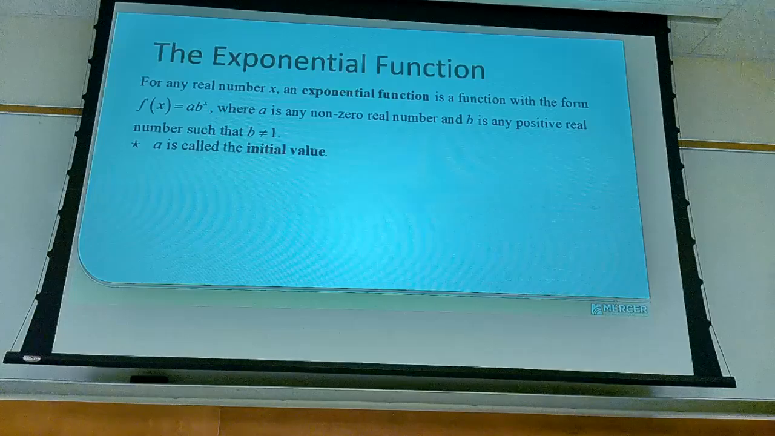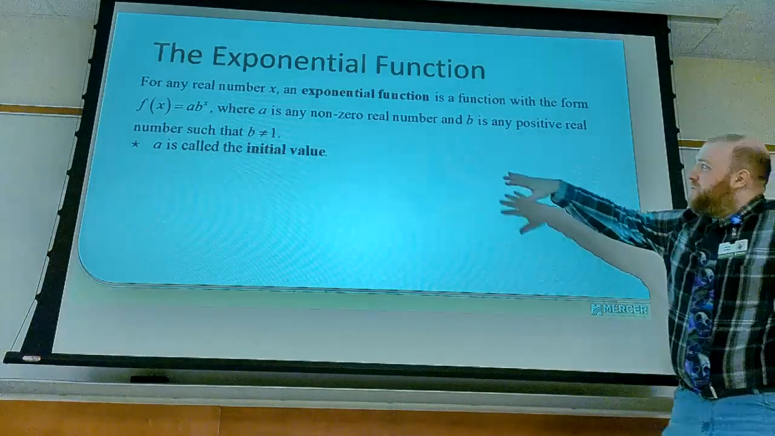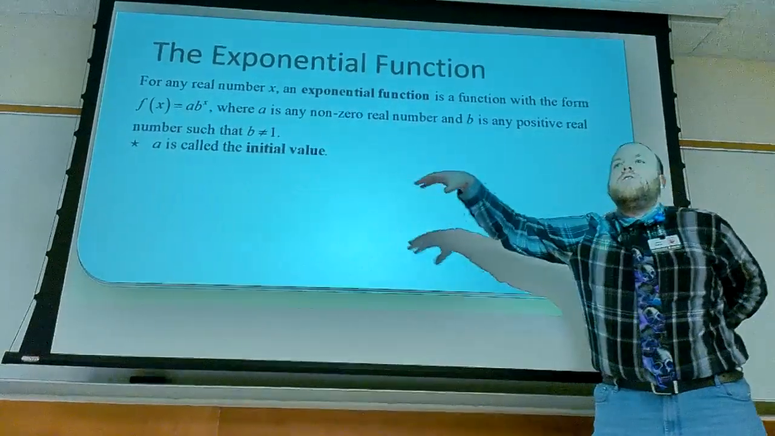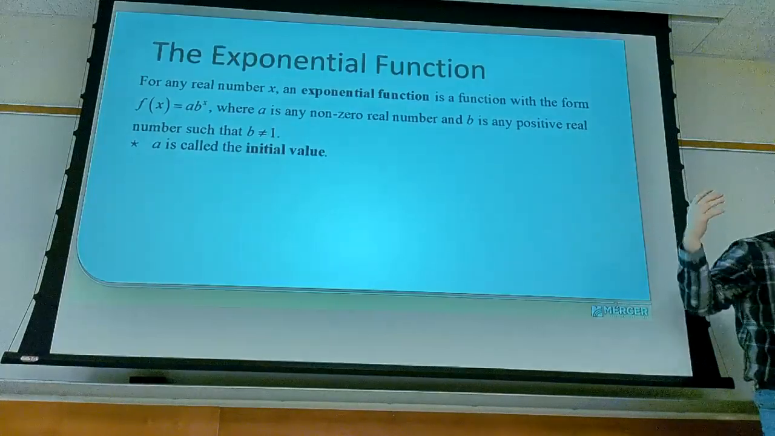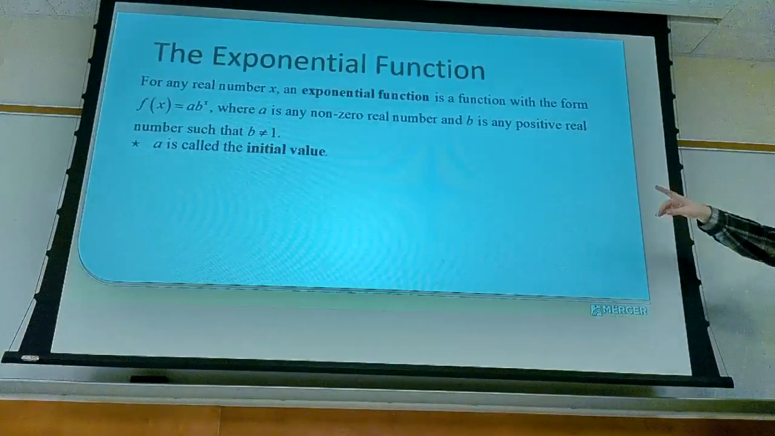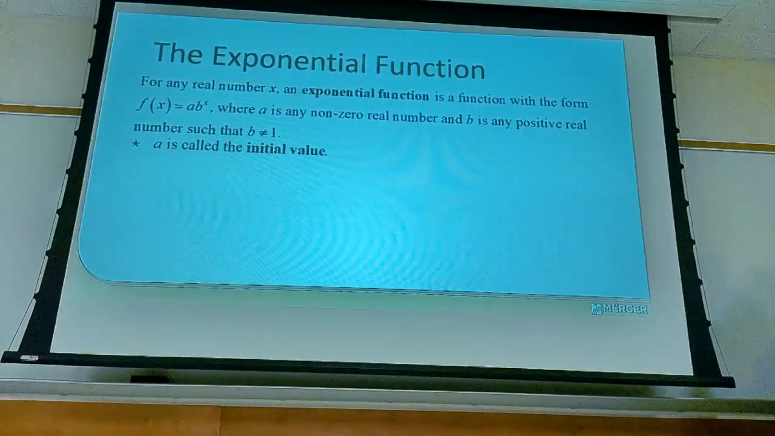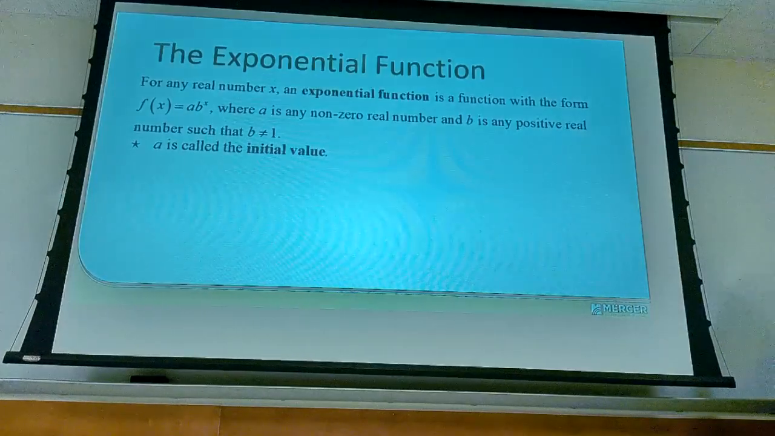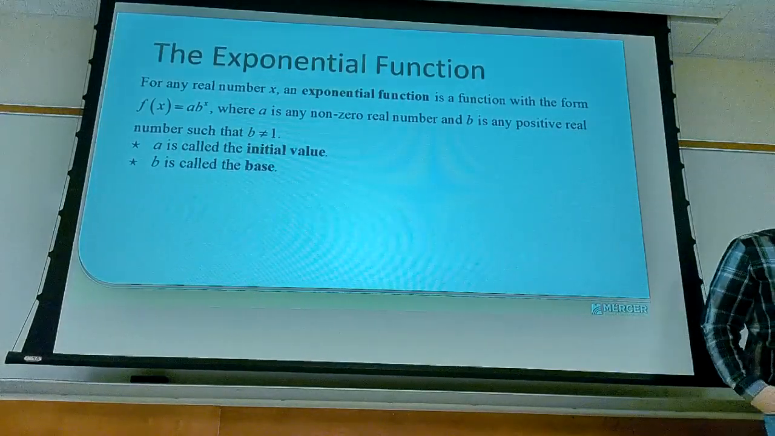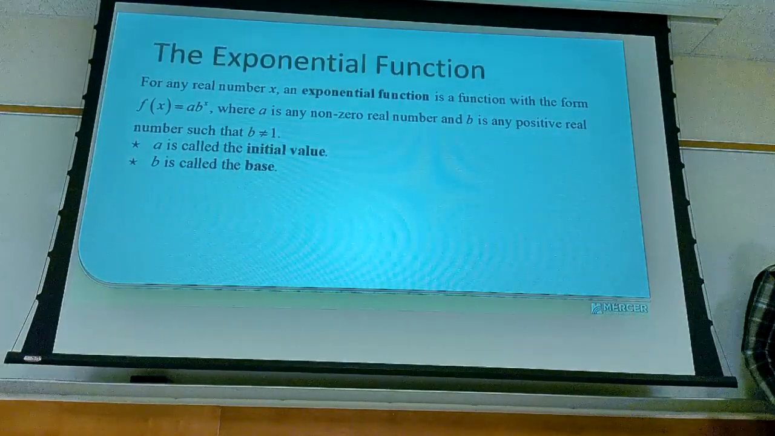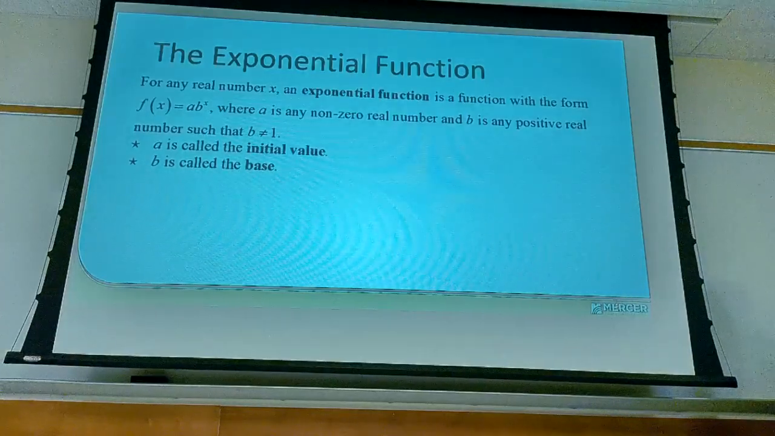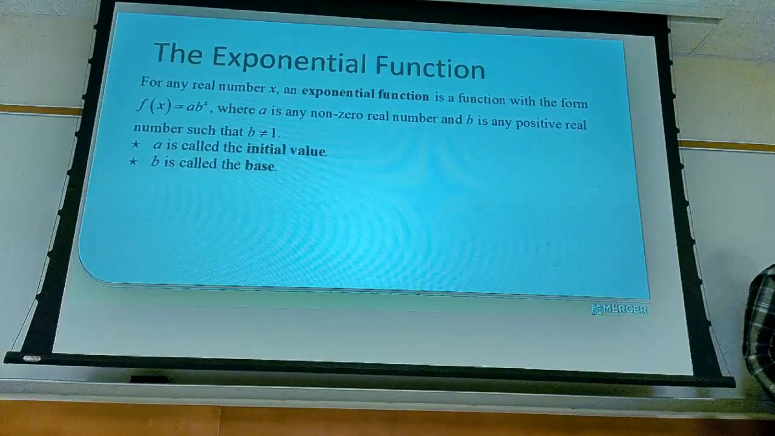A lot of the models that we use the exponential function for have to deal with growth and decay. So obviously our exponent would represent time. That's why we call A the initial value. T equals 0 represents the starting point, initial. B is your base. So this is the exponential function base B.